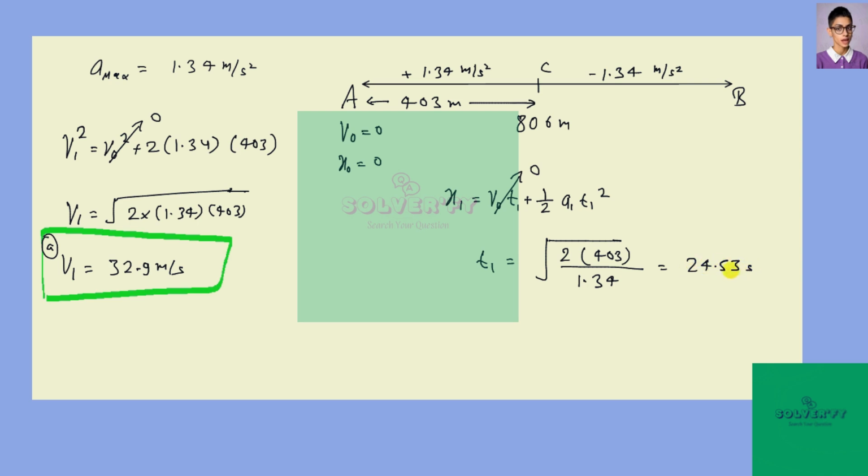which is 24.53 seconds. So the time taken from A to C is 24.53 seconds, and from C to B we have identical acceleration and identical distance, so the time taken would be twice T1. Twice T1 is 49.1 seconds. So for part B the travel time is 49.1 seconds. This is the answer for part B.